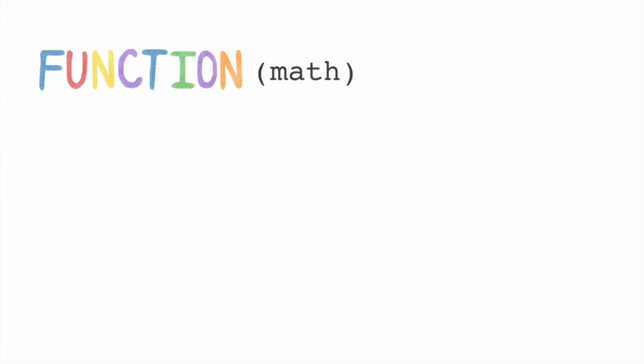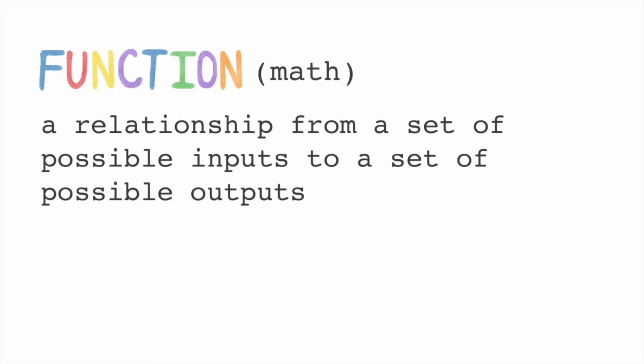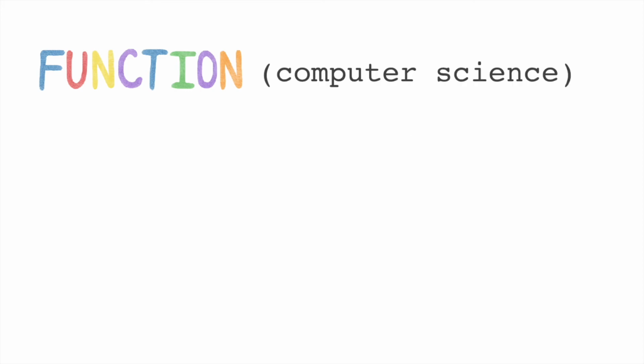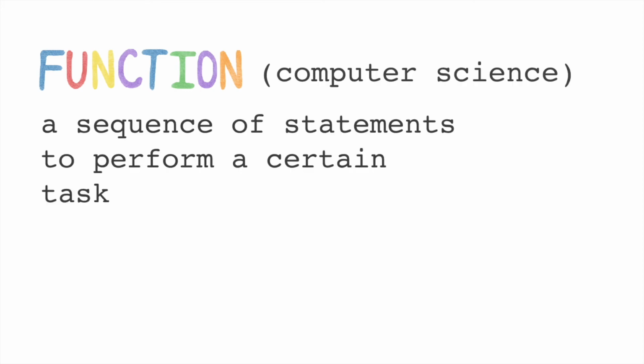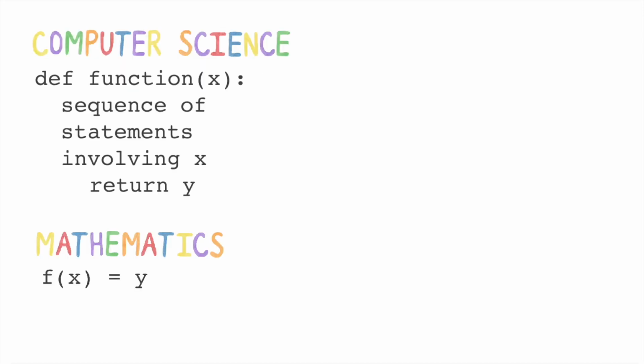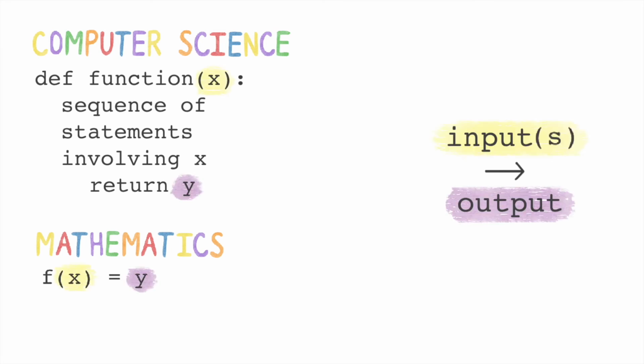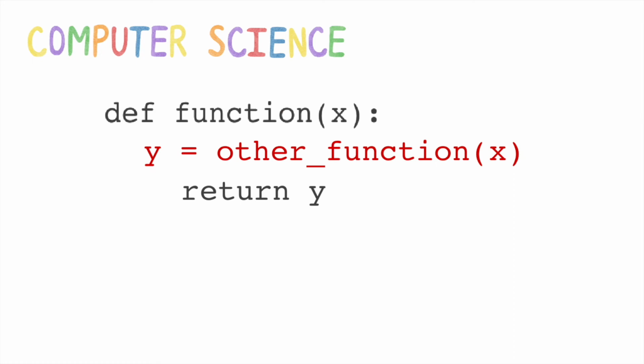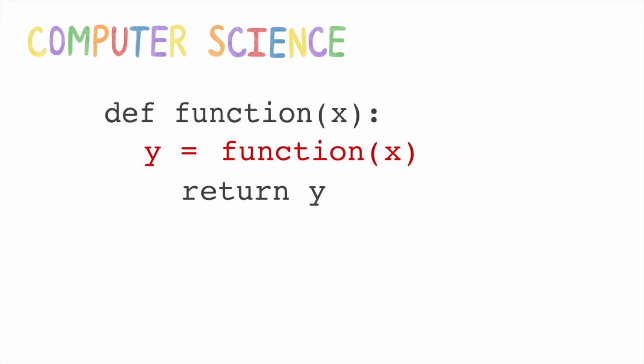In math, a function is a relationship from a set of possible inputs to a set of possible outputs. In computer science, the term function means a sequence of statements to perform a certain task. The function in computer science and math look different but work similarly. A function takes several inputs and returns a value as an output. A function may call other functions to help perform its task, but it could also call itself. When a function calls itself, this is called recursion.